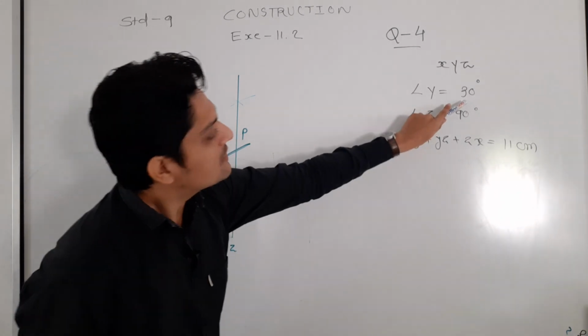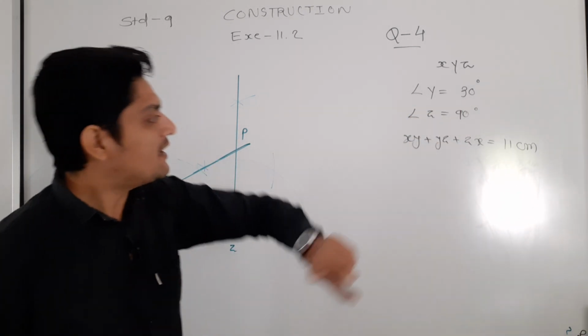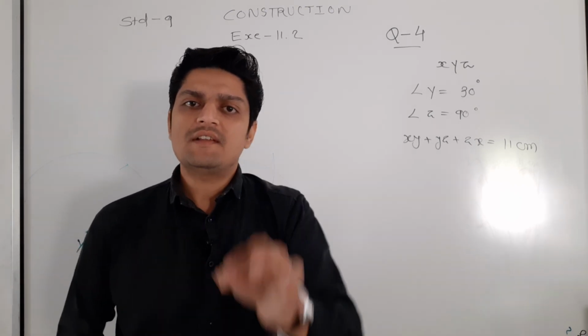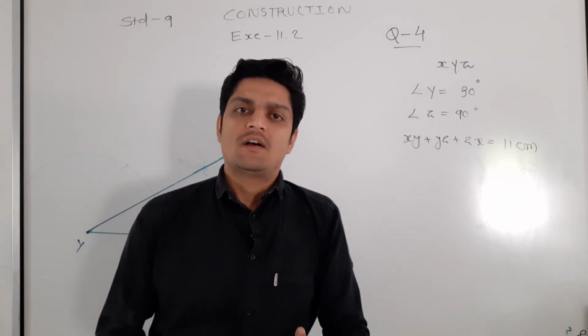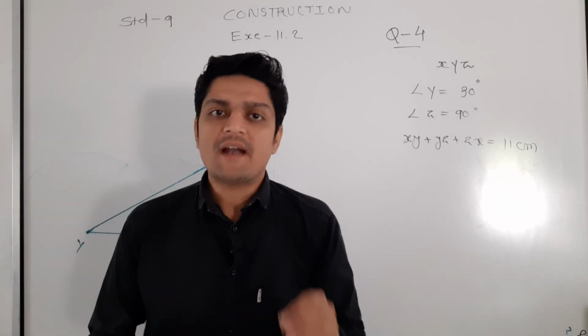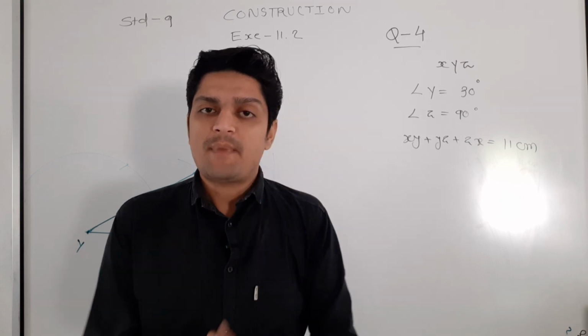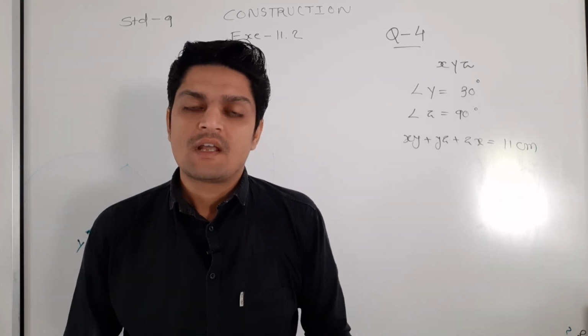Okay, 30 degree. So 30th bisector we have to find, and 90th bisector also we have to find here. If you observe in three of the types, all our construction totally depends on bisector only.